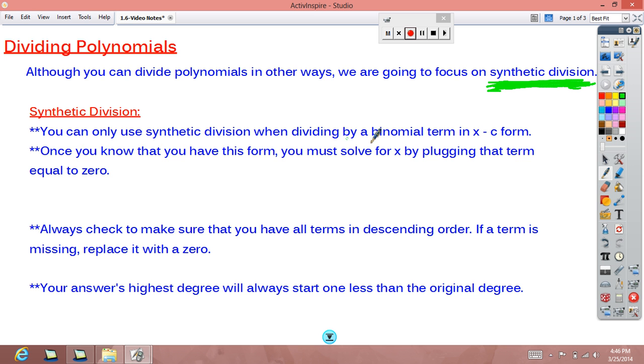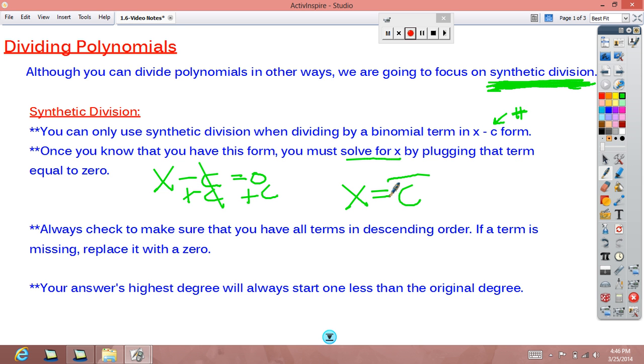You can only use this when dividing by a binomial term in x minus c form. Okay, x is the variable, c is a number. So that's going to be some number. And so in order to do synthetic division, once you know that you have this form, you recognize the x minus c, you must solve for x by setting that term equal to 0. So you have x minus c, you make it equal to 0, solve for x, so I add c to both sides, and x equals c. And this value c is what we're going to use in order to do the synthetic division.